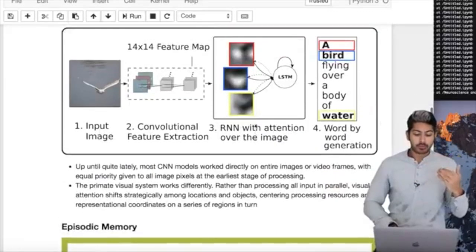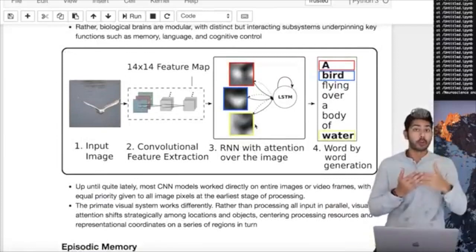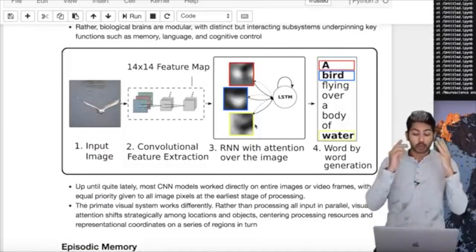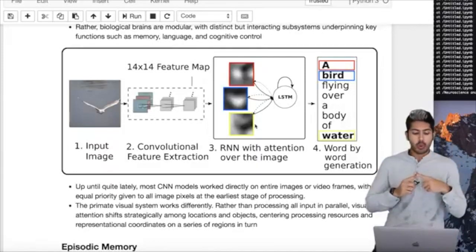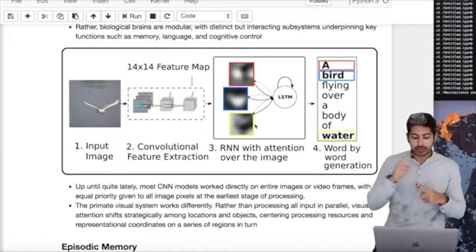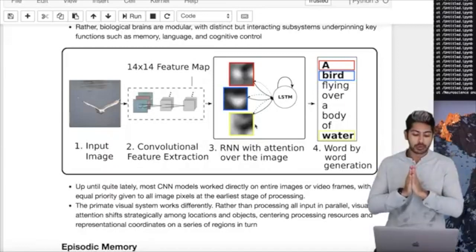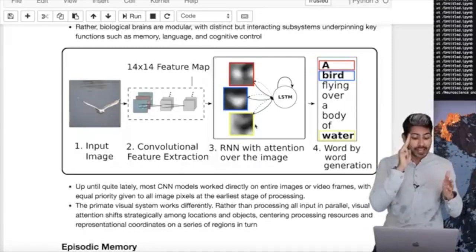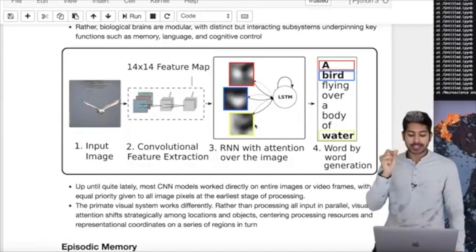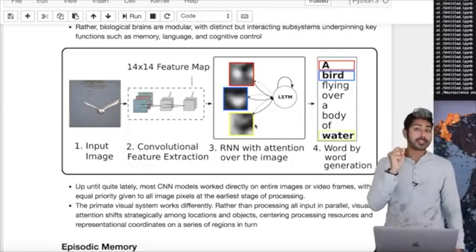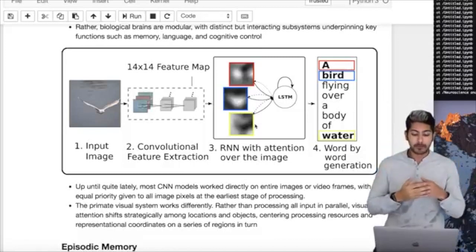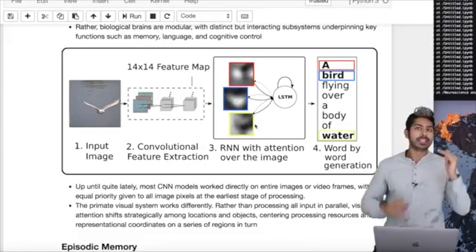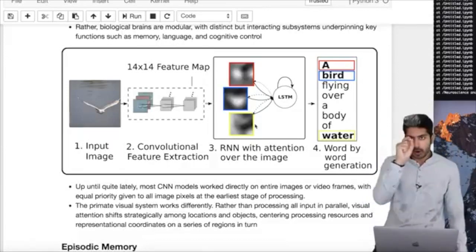And so up until now, for convolutional networks in particular, which are networks that are good for working with images, they work directly on entire images or video frames with equal priority given to all the image pixels. But we learned that the primate visual system works differently. Rather than processing all the inputs in parallel, visual attention shifts strategically. That's the key point here, strategically, among locations and objects, centering processing resources and representational coordinates on a series of regions in turn. And so recent AI discoveries have implemented this idea of an attention mechanism, of focusing on the parts that are most specific.